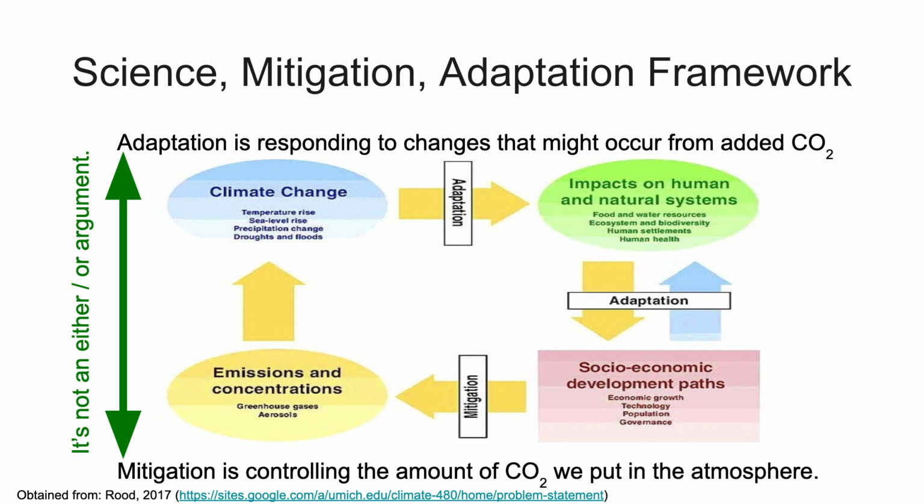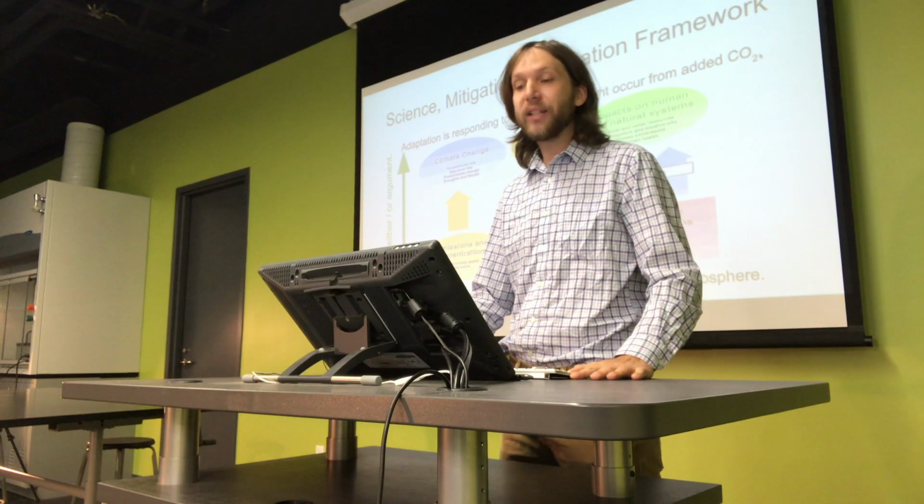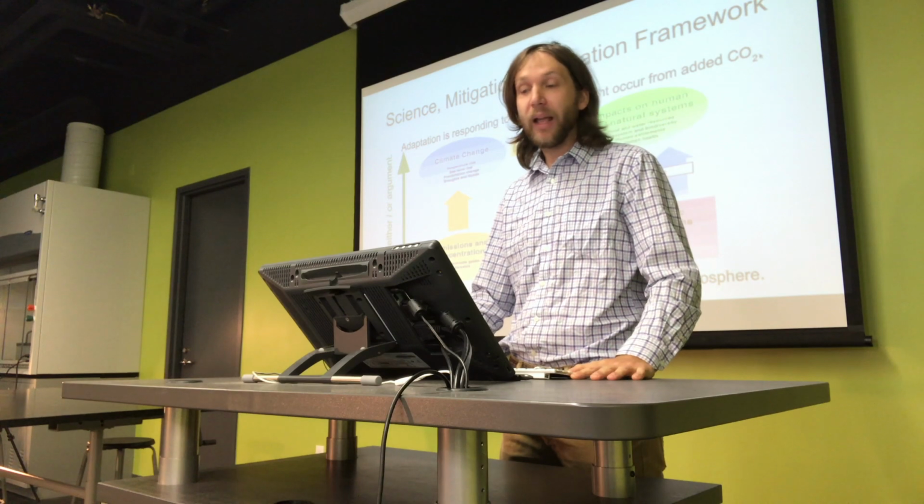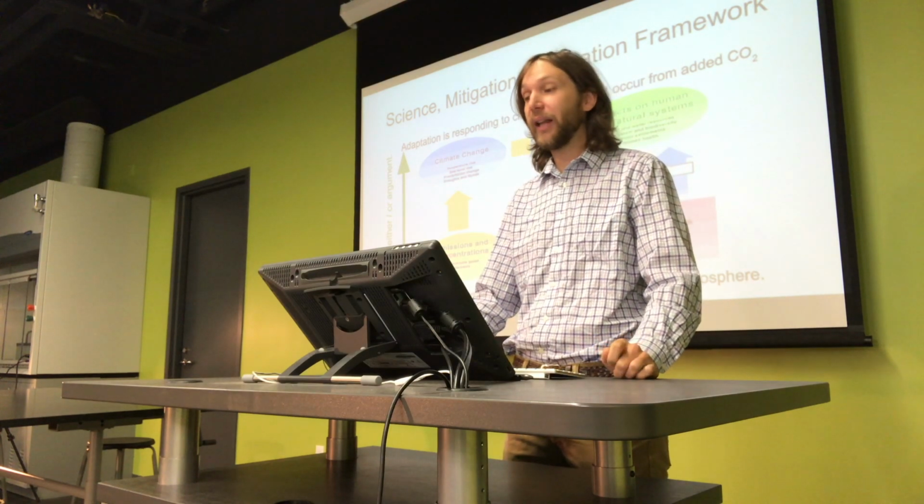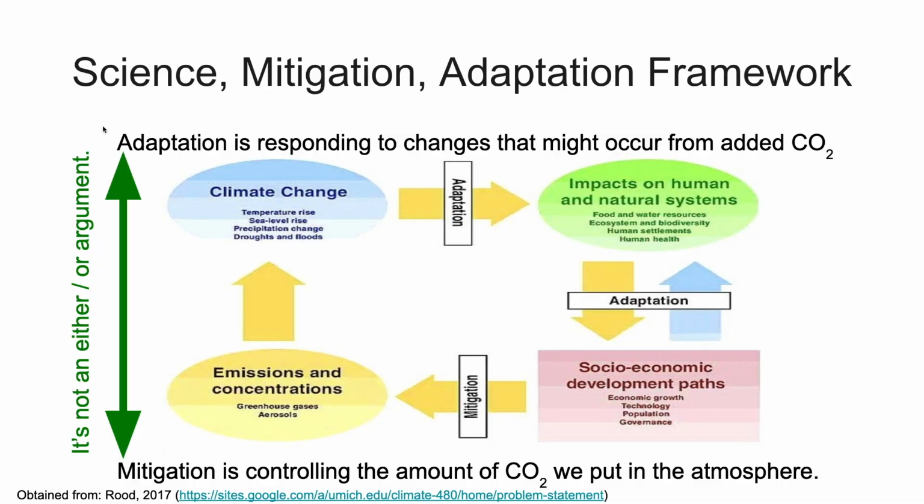And this has to do with what our response is. And our response is comprised of two components: adaptation and mitigation. So when we talk about adapting to climate change, this is how we're responding to changes that occur from added CO2. So these are types of things like building seawalls, raising roads, installing air conditioning in places that haven't had it before. That's adaptive.